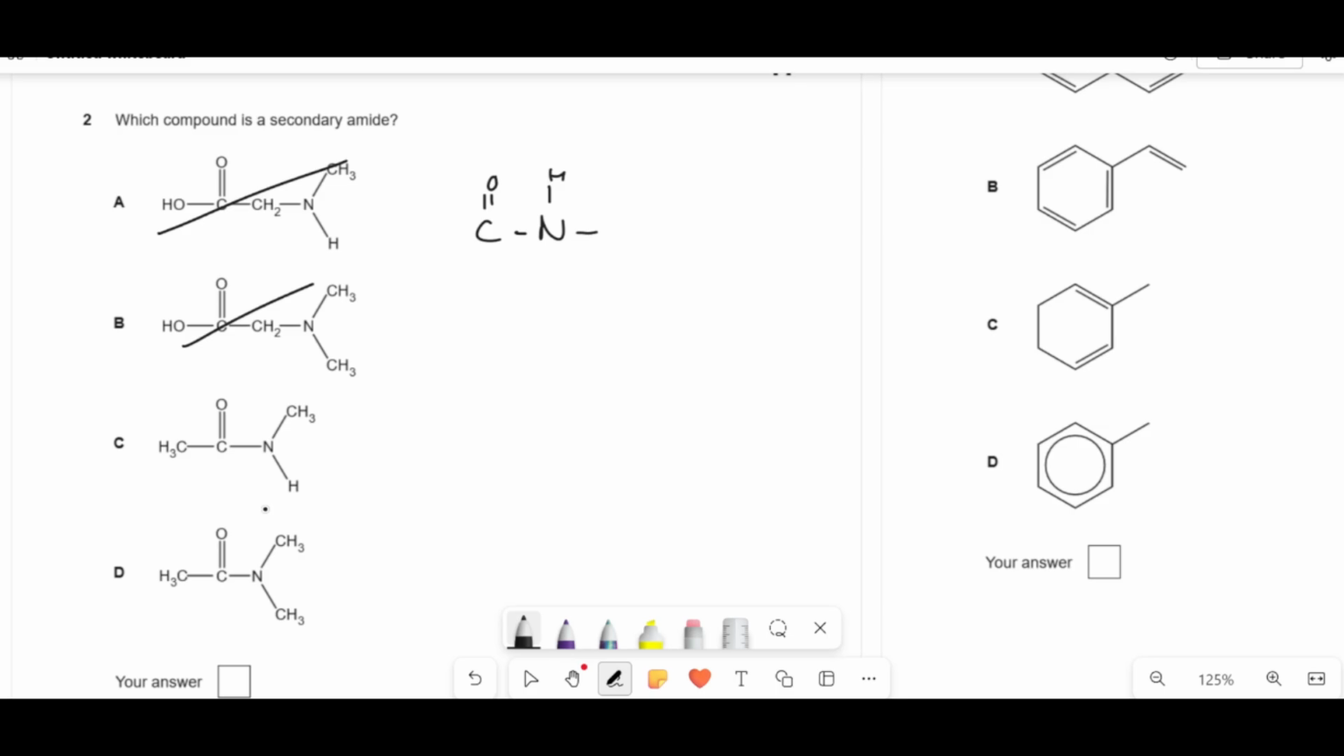Now, if it's secondary, what that means is that two of the hydrogens have been replaced, because remember, this would have been NH3 at some point. If it's secondary, two of those H's have been replaced, which you can see is here and here, so it's C. That's a tertiary one because there's 1, 2, 3 different things there.